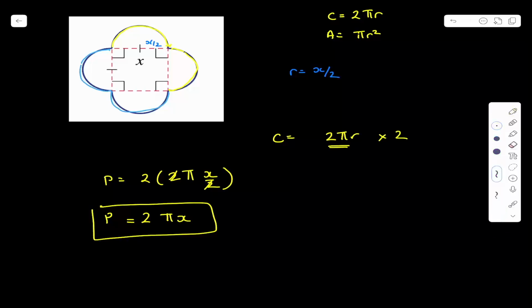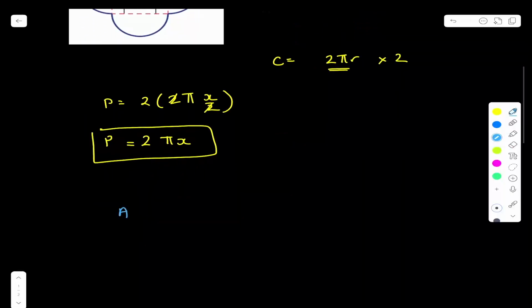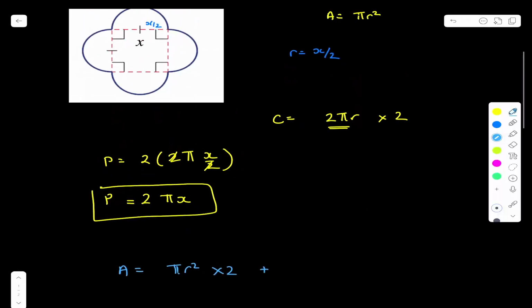What about the area? Again, it is quite easy in this one. We've got 2 circles. The area of a circle is given by pi r squared, and because we've got 2 of them, we're just going to multiply it by 2. You also have to include this area in the middle, which is a square, and that's just given by length squared, where in this case the length is just x, so it'll be given by x squared.